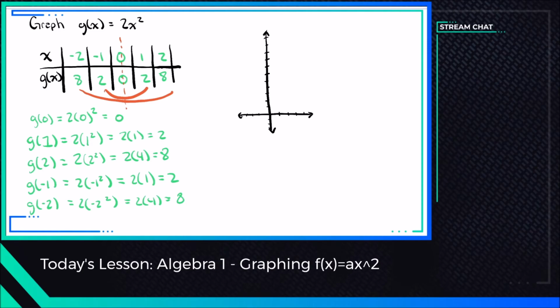So now we can plug those in. We're going to plug in 0, 0. We're going to plug in 1, 2. And then we're going to plug in 2, 8, counting up there. So here is the right side of our graph. And then the left side is just going to be a mirror of that. So we take those same points, mirror them over here, and go on up. And that is the graph of g of x is equal to 2x squared.